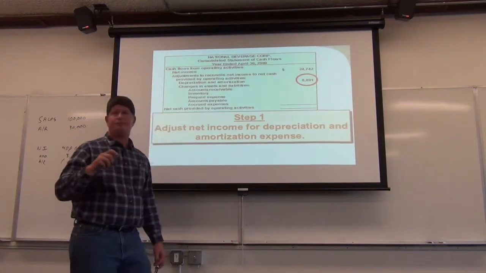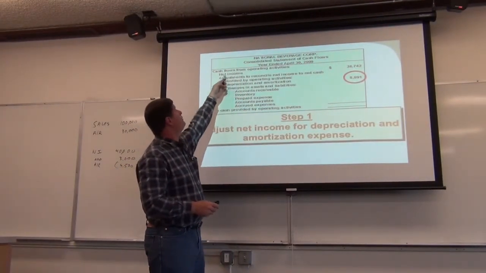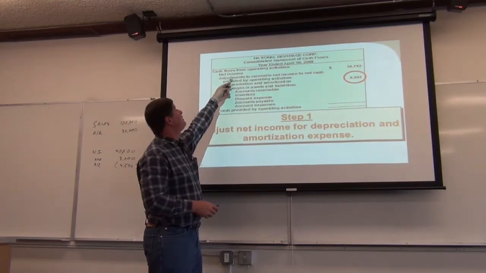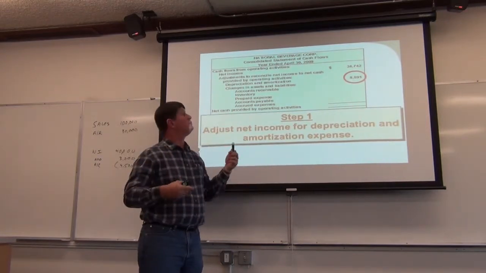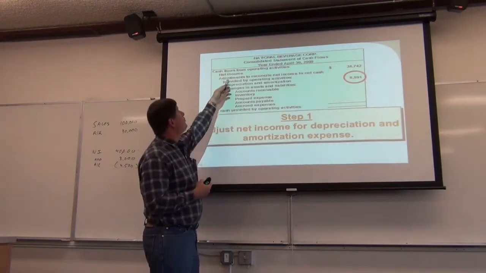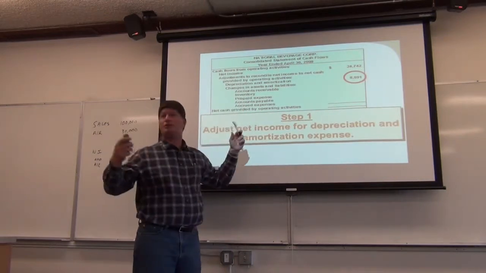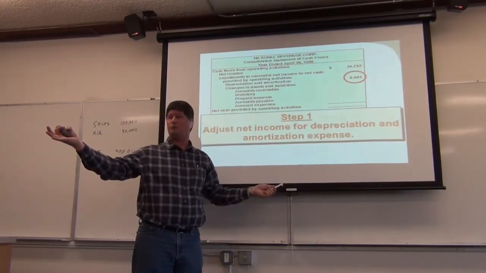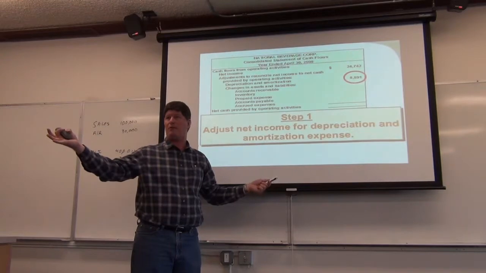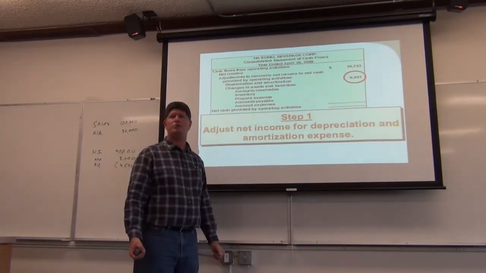All right. Here we go. Statement of cash flows. Who, what, and when. Cash flows from operating activities. Start with net income. There's that $24,000 from the other slide. Step 1, add back depreciation and amortization, because there's no cash that went out the door when you recorded that expense. So instantly you get a bump in cash from net income based on depreciation. Good?